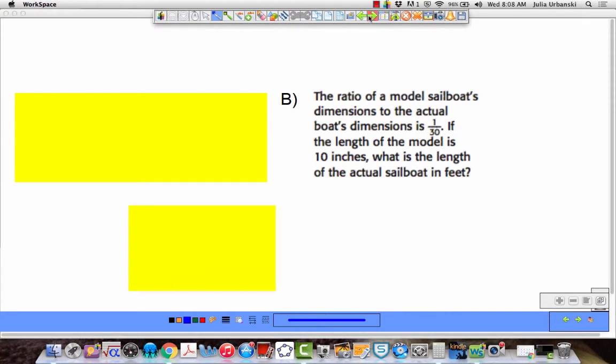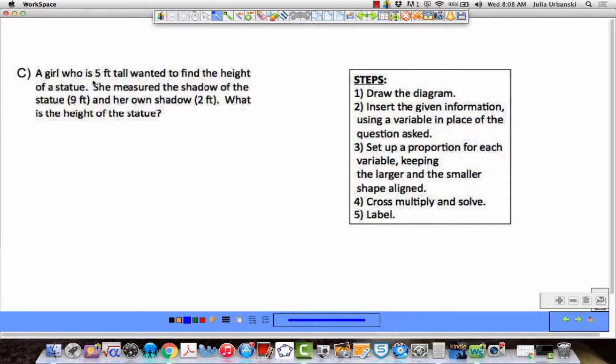So what we're going to do is the girl who's 5 feet tall wanted to find the height of a statue, so we're doing the shadow problem here. She measured the shadow of the statue and her own shadow. So there's two things to compare. The girl and what else? The statue. The two objects are the girl and the statue.